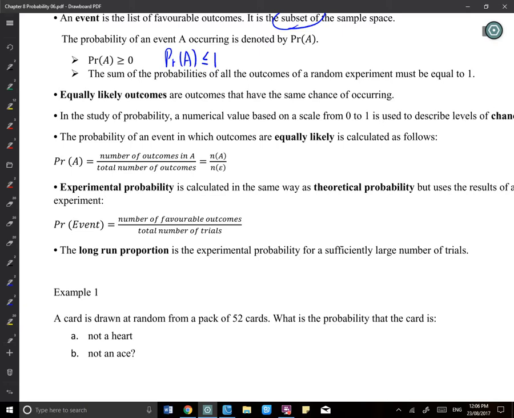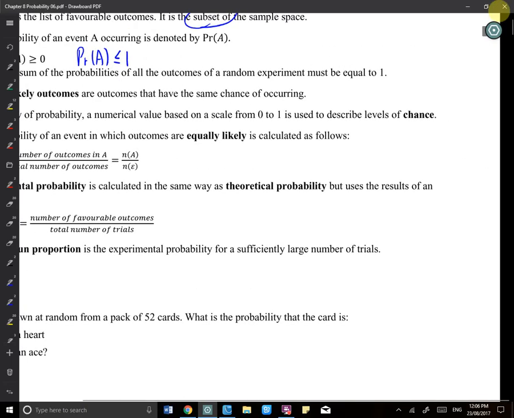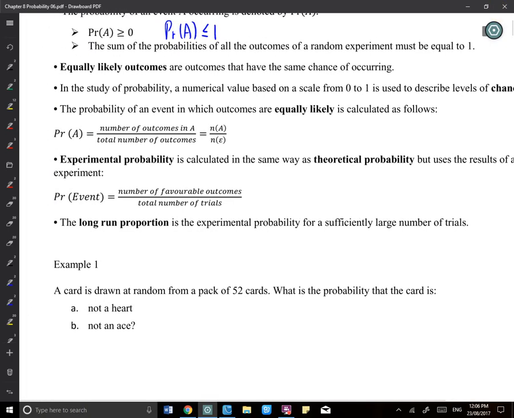In the study of probability, a numerical value on a scale from 0 to 1 is used to describe the levels of chance. So we have 0 to 1 to describe chance. 0.5 is half the chance. 0.8 is very likely to happen. 1 is definitely happening. 0 is no way it will happen. So that's the scale.